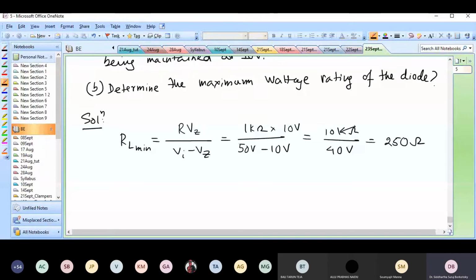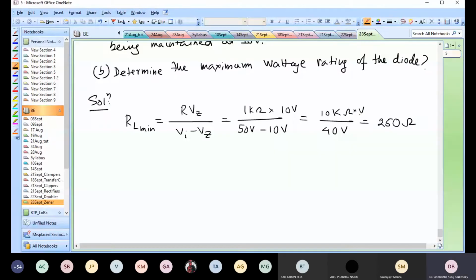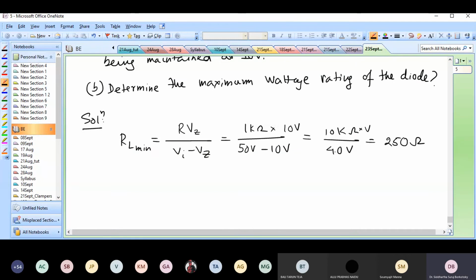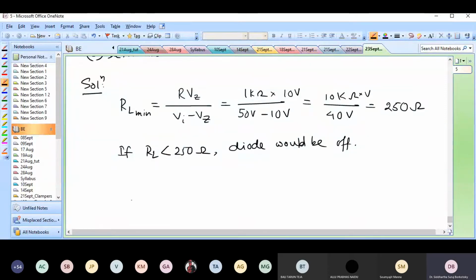So actually, we should not do this, because otherwise we are not going to get consistent equations. Basically, we want a minimum of 250 ohms as the load. If RL is below 250 ohms, the diode will be off, which is not what we want. So we want to ensure that I don't go below 250 ohms when I'm choosing my load resistor.